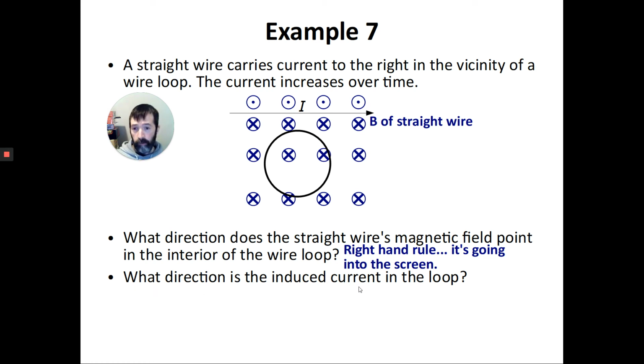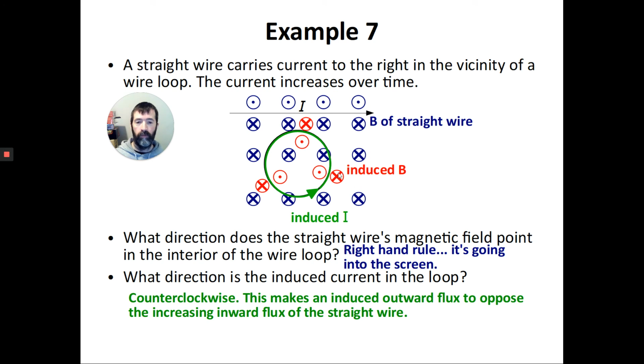Now I need to think about the induction. The current is increasing, so the strength of the magnetic field is going to increase too. The more current you've got, the stronger the field is. So as the current gets stronger, I'm going to get more and more X's inside this loop. To counteract that, I need to make dots. So the induced current has to have dots on the inside.